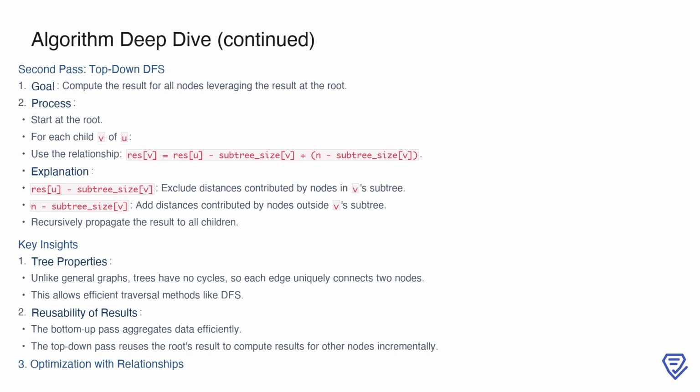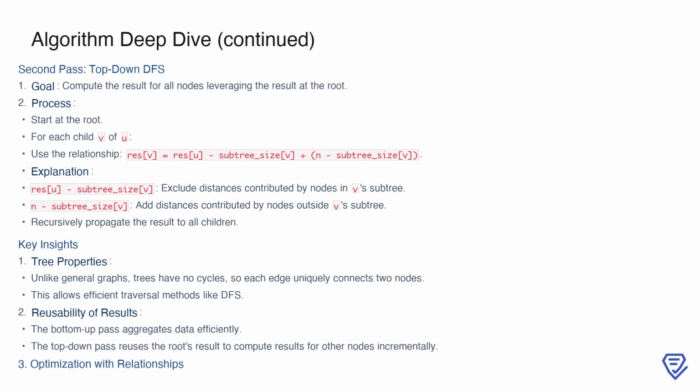The goal here is to compute the final distance sum for every node using the results obtained at the root in the first pass. Starting from the root node, we propagate the results to its children based on a key relationship. For any child node v of a parent node u, the result for v can be derived as res[v] = res[u] - subtree_size[v] + n - subtree_size[v].